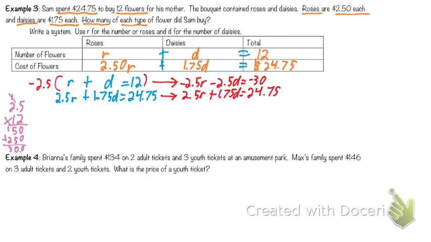Now we add these together. What is negative 2.5R plus 2.5R? 0. Negative 2.5D plus 1.75D. Let's think about it this way. Are they different signs or same signs? So we're going to subtract because they're different. 2.50 minus 1.75. Let's say you have $2.50 and you go buy something from the concession stand for $1.75. They say, hey, it costs $1.75. You give them $2.50. They give you what back as change?